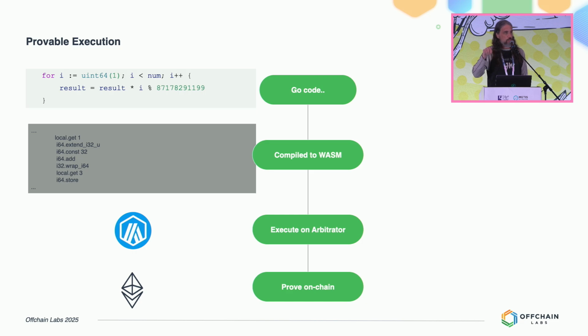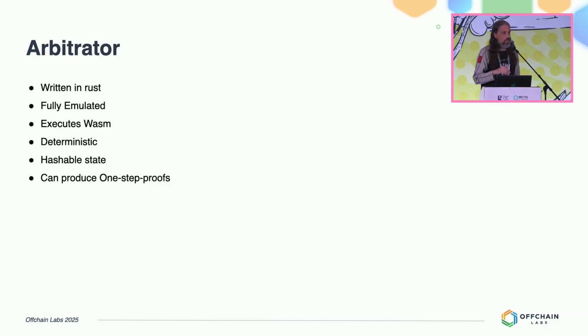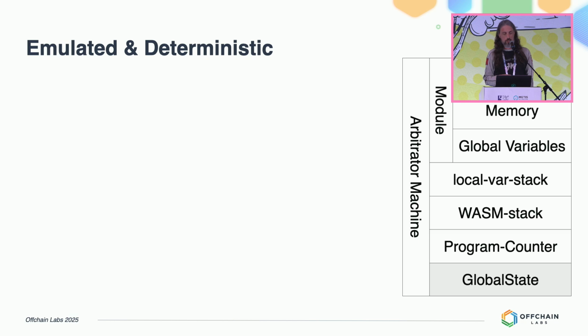After I execute it on Arbitrator, all I do on chain is prove the execution using the fact that I executed it on Arbitrator. And what that means is what we will go into depth right now. So what is Arbitrator? Arbitrator is written in Rust. It is a fully emulated machine, so a fully emulated virtual machine. It executes WASM. It is deterministic. It has hashable state, and it can produce one-step proofs. All of those we will talk about now.